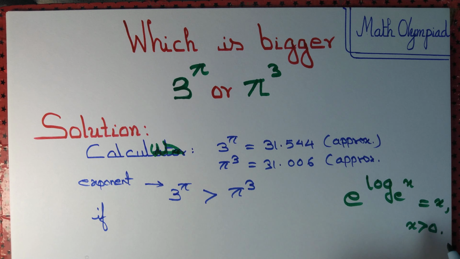Let us replace 3 to the power pi by e to the power log of 3 to the power pi, of course log with base e. Let us replace pi cube by e to the power log of pi cube. They are basically the same numbers. So this inequality is true if this is true.